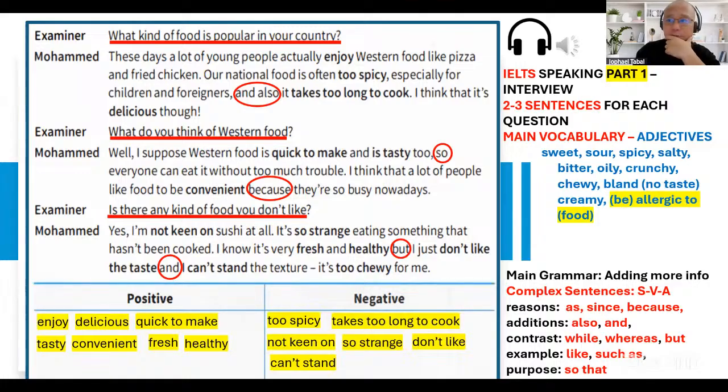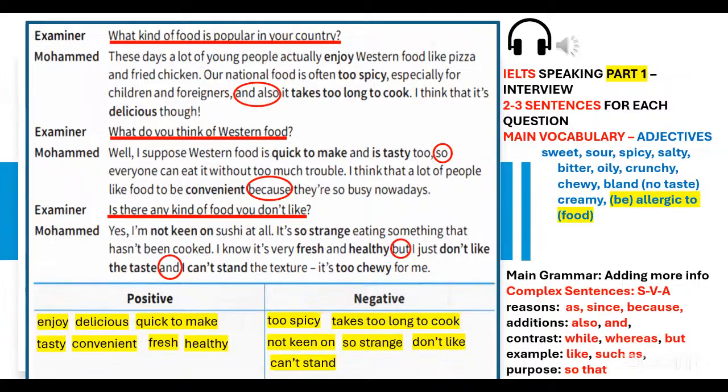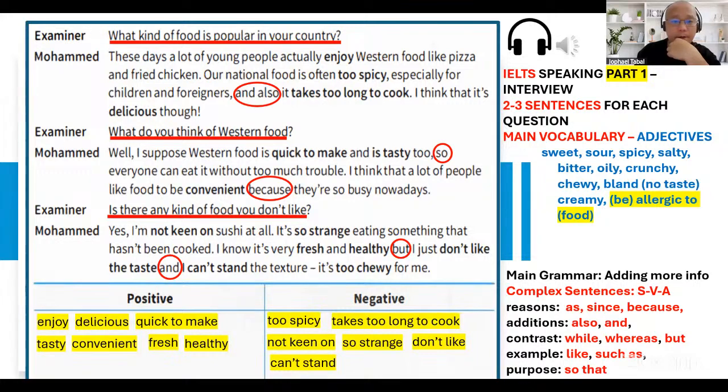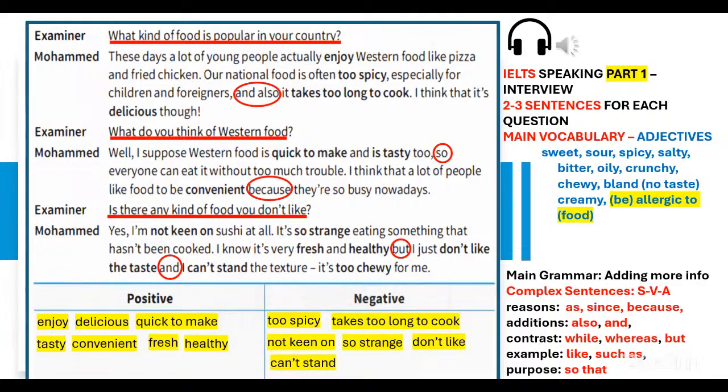Okay, so Kenneth, you finished? Let's talk about food. What kind of food is popular in your country? In my country, there are several foods that are very popular. Bánh mì is very popular, especially among young people, because it is cheap and convenient and very tasty. People often eat it for breakfast or lunch.